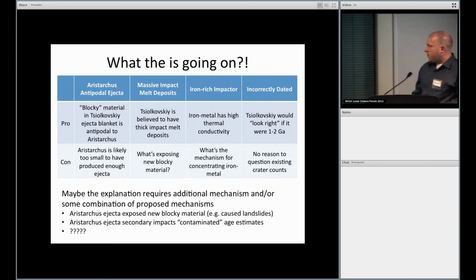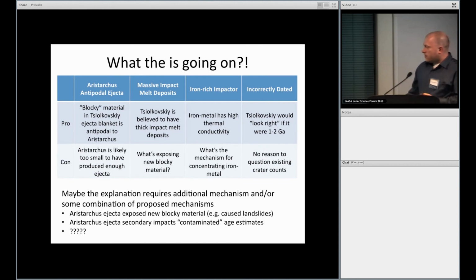But we're coming to the conclusion that it probably isn't going to be a simple single explanation. It's probably going to require several different mechanisms, such as perhaps the Aristarchus ejecta did come there, but it was the influx of Aristarchus material that actually exploited some of the instabilities and caused landslides or something like that.